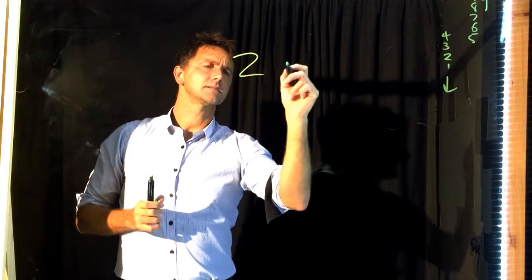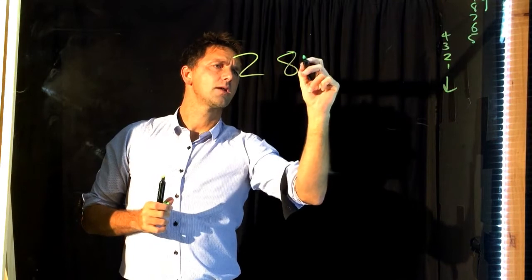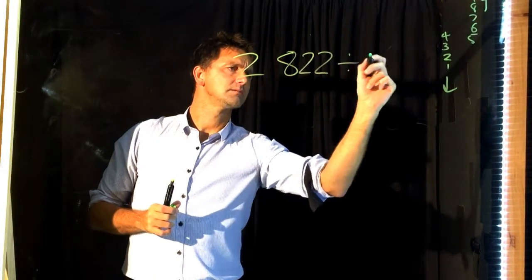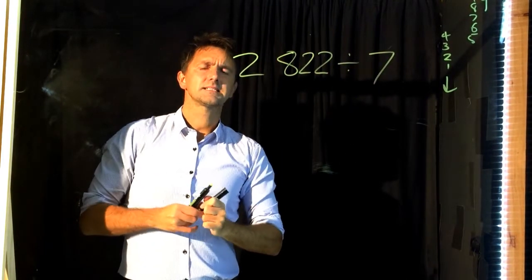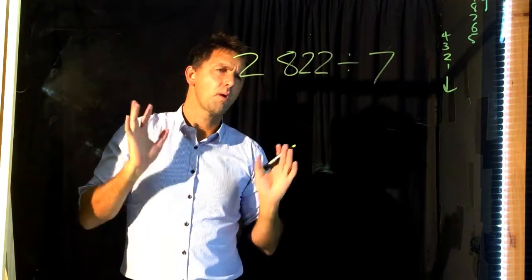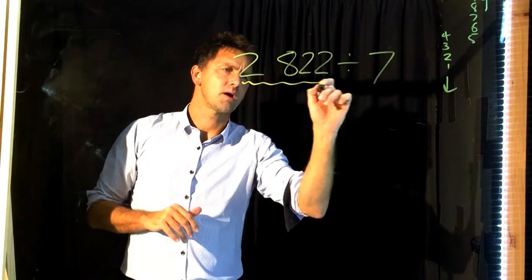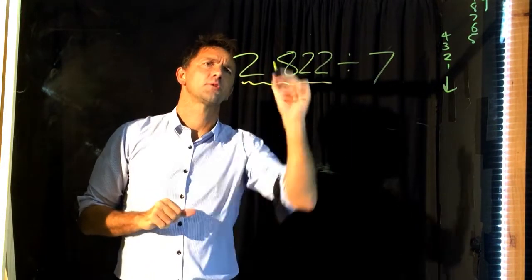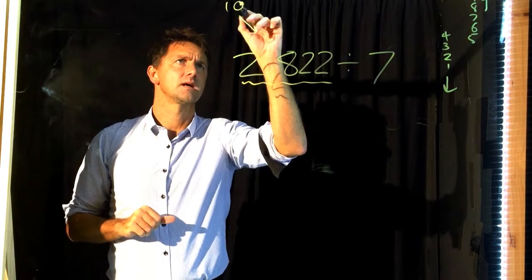How about 2,822 divided by 7? Now look at this big number. Way too hard. We're going to round this one off to the nearest 100.